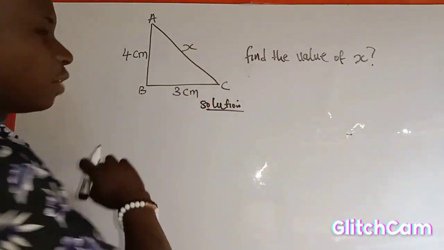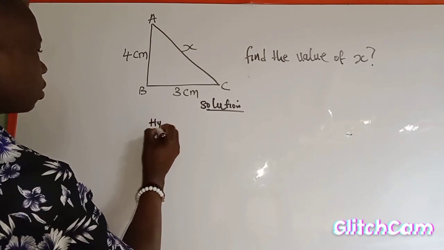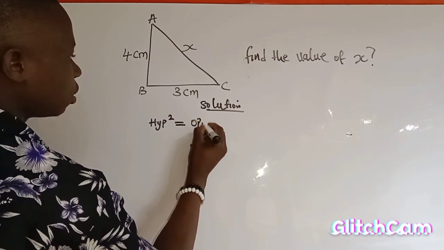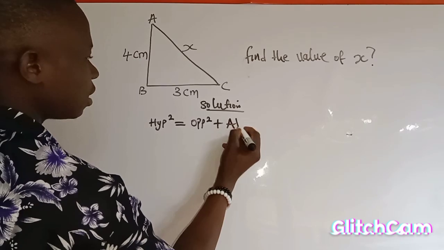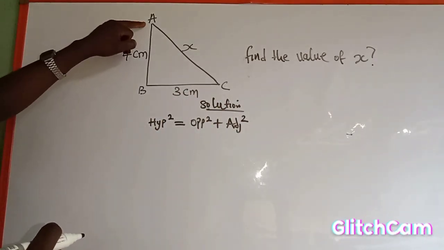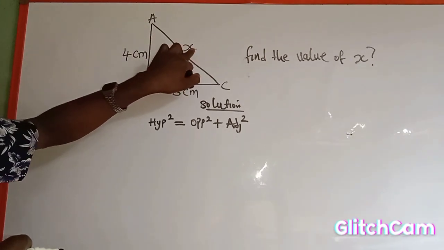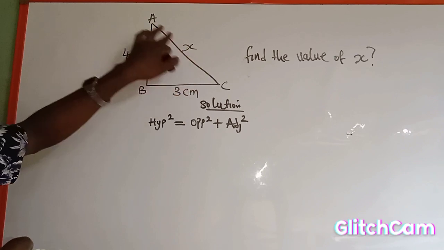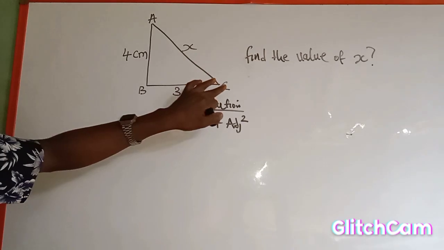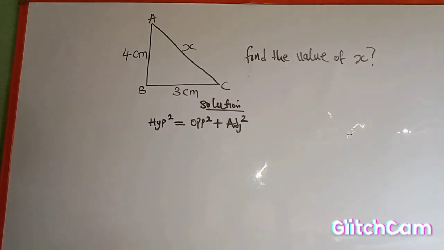So S is not given, and in Pythagoras, remember the formula we are going to use is hypotenuse squared is equal to opposite squared plus adjacent squared. So in this triangle, the length from A to B is my opposite, because it's opposite to this angle, and this longest side from A to C represents my hypotenuse, and this straight one down here represents the adjacent.